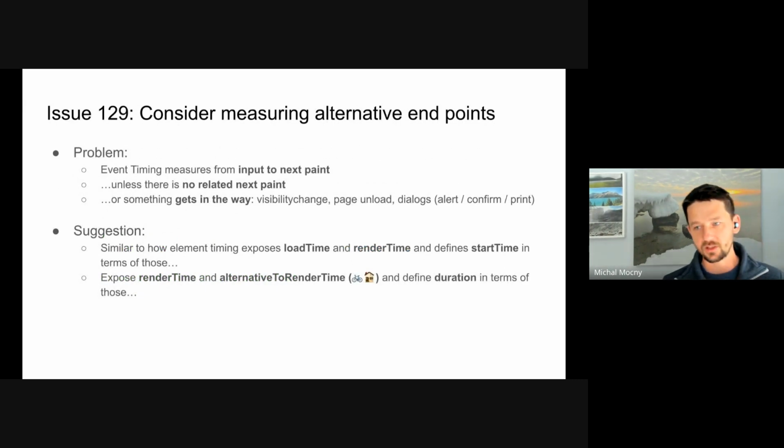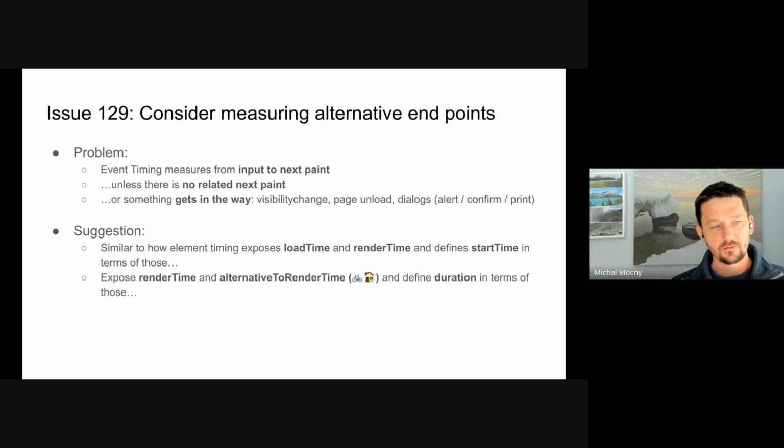So that was the first issue. This is a distinct issue. I'll just present them both together. Issue 129 is a bit more complicated. This is about how to measure event timing, especially when we have alternative endpoints. So the problem is that event timing measures from input to next paint, unless there is no related next paint. This is always how it's been.